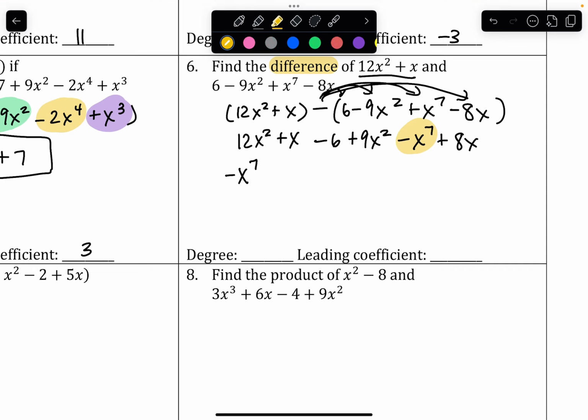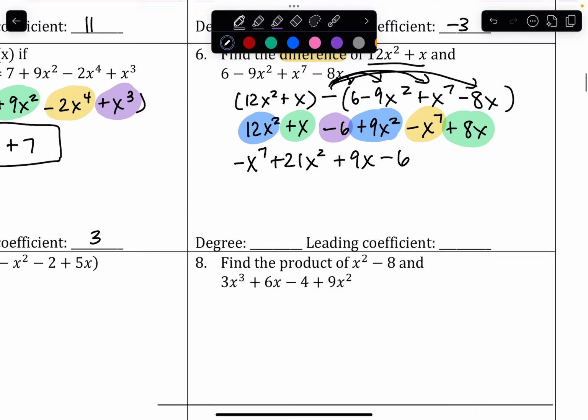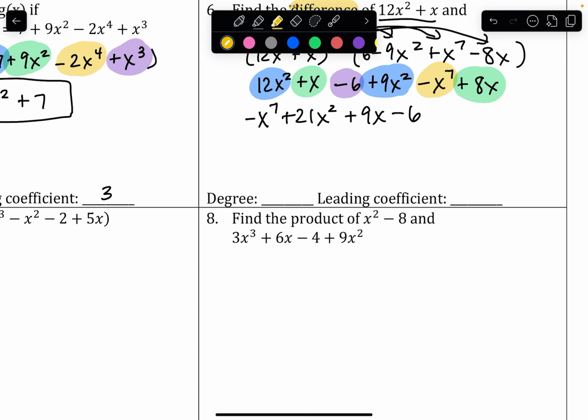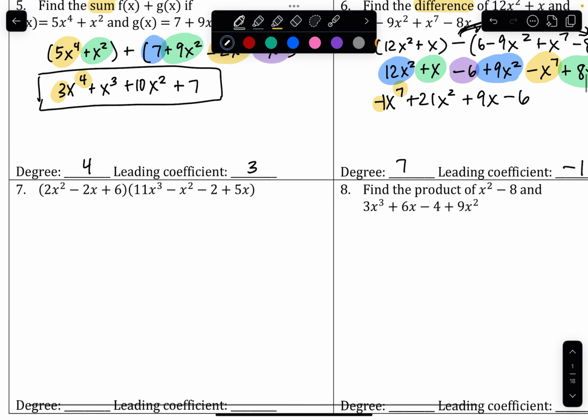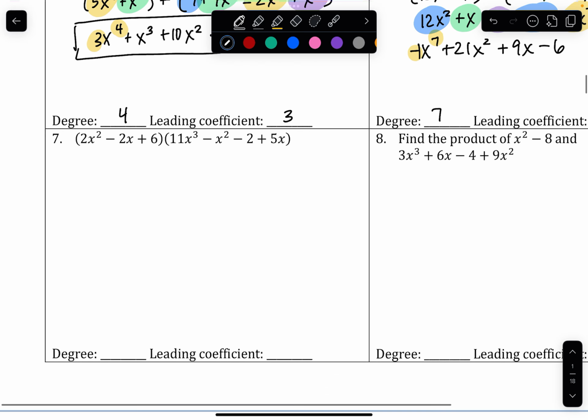And then the next highest exponent is x squared. There's 2 of them, which would give me 21x squared. And then we have x plus 8x, which is 9x. And then the constant is -6, and that's all we have. And so we have a degree 7 polynomial with a leading coefficient of -1. We don't usually write the 1, so if you just see a negative sign, the 1 stays invisible.